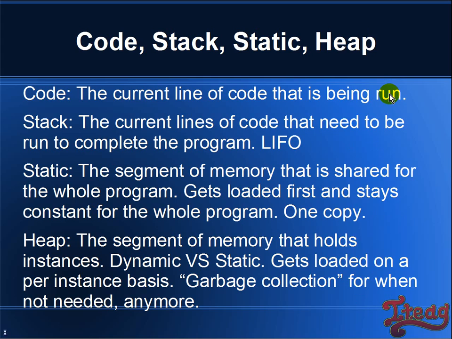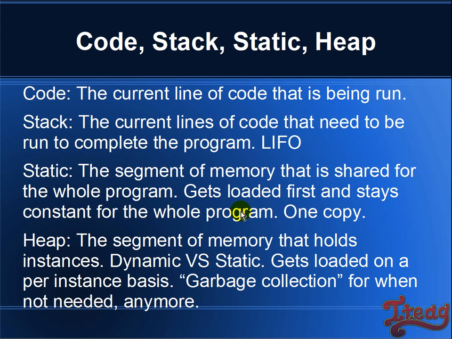So let's take a look at the Java memory model. It's got 4 sections: code, stack, static, and heap. The code part is the current Java bytecode that's being run. It looks a lot like assembler, but it's a little bit different. Then we have a stack where it finds the method.